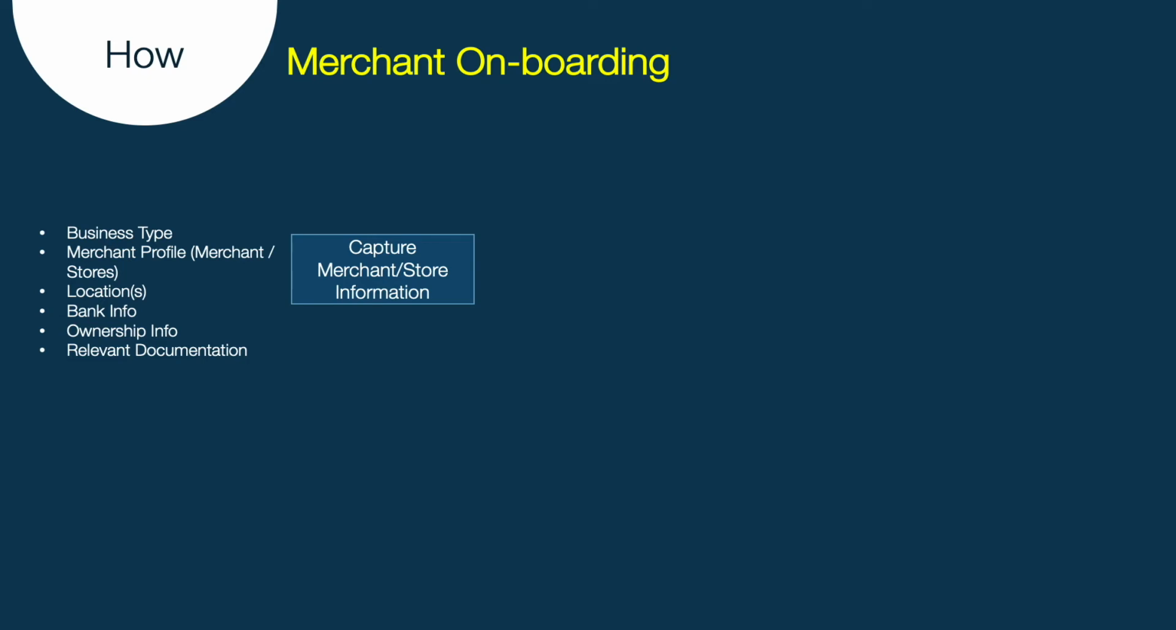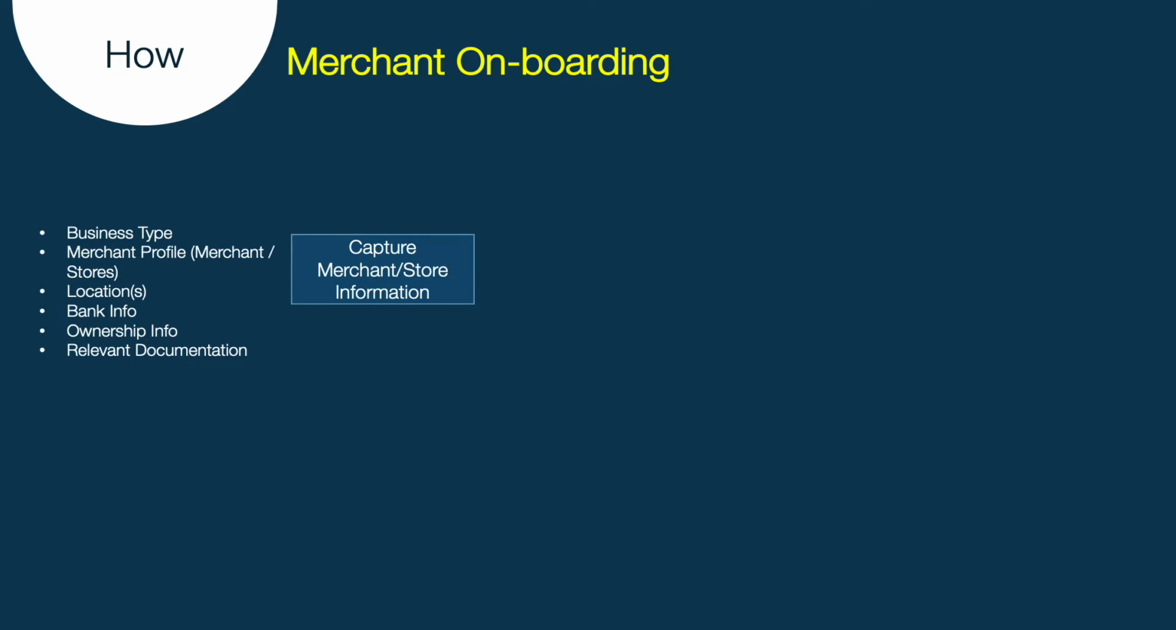Business type drives the MCC that would be attached to that particular store. MCC means merchant category code. Merchant category code is a very important field in authorizations, etc., because it tells the issuer what type of transaction is being performed.